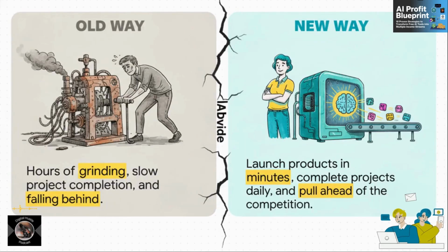In this slide, man, it just perfectly captures the whole conflict. On one side, you've got the old way. You know the feeling, just hours of grinding, projects taking forever, and you feel like you're constantly falling behind. But then look at the new way. It's all powered by AI. We're talking about launching things in minutes, knocking out multiple projects a day, and just pulling way ahead of everyone else. They call this the AI divide. And the scary part is they say it's getting wider every single day.